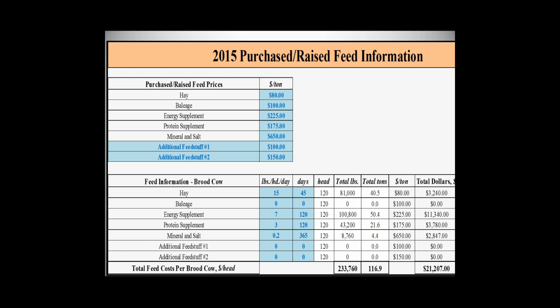The purchase and raised feed worksheet performs the calculations to determine your feed costs. This slide contains only a portion of the input data of this worksheet. The worksheet allows you to specify the type of purchase and raised feed, as well as the animal group that the feed is going to be fed to, such as brood cows, replacement heifers, bulls, and feeder calves.